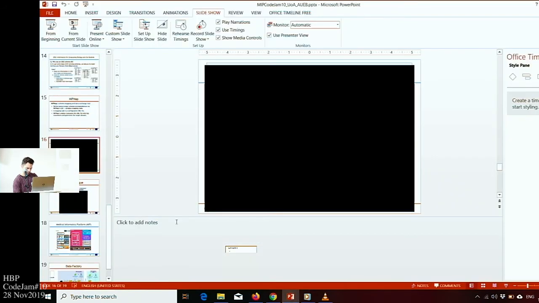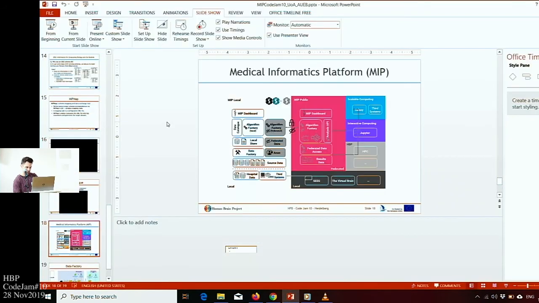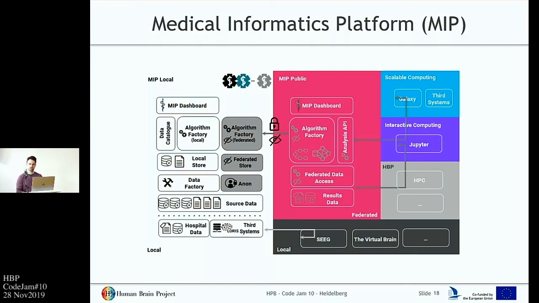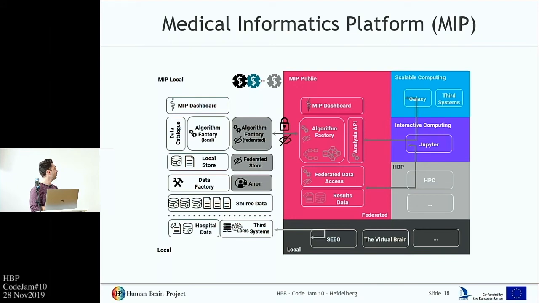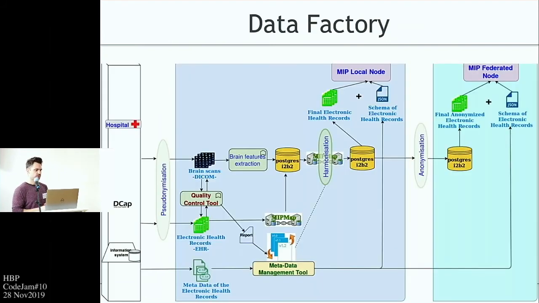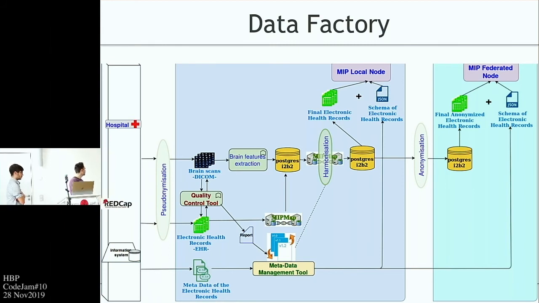So in the end, we have two figures, one of the generic, high-level architecture of the whole MIP, and the other one is a figure of the data factory pipeline, which also includes some other tools which I have not talked to you about yet, such as the quality control tool. I won't talk about them today, but if someone wants, I will talk to you in person. And Thanasis will show you.